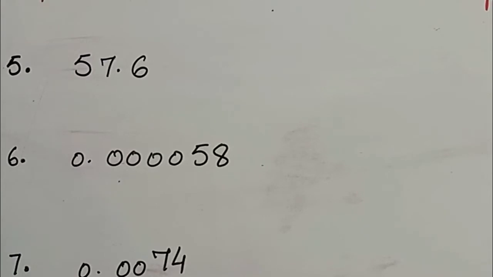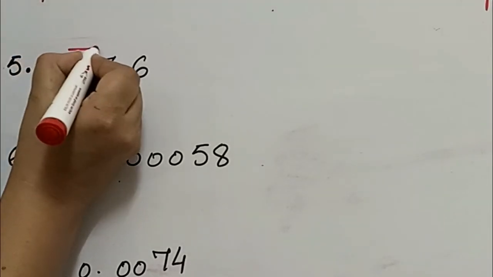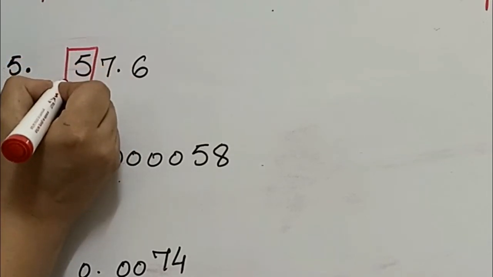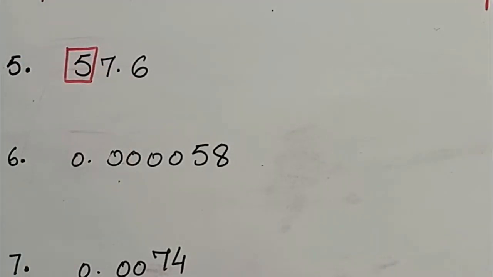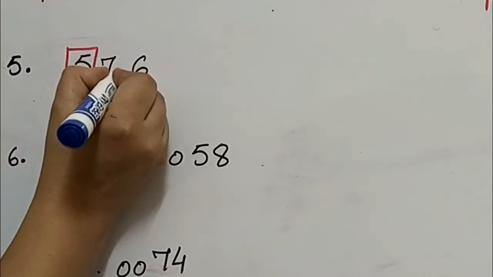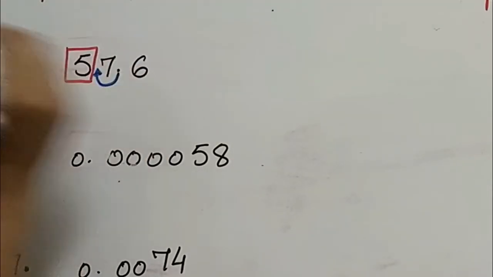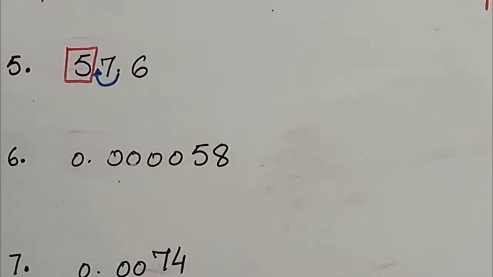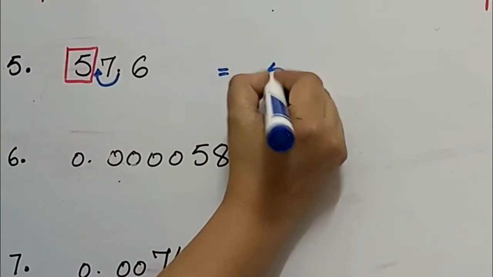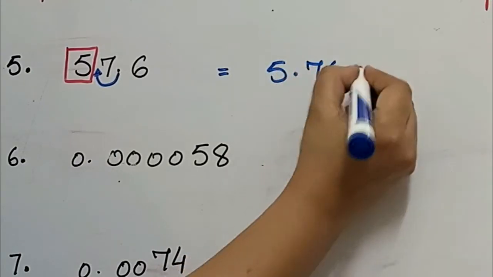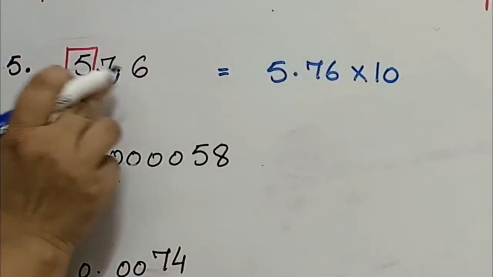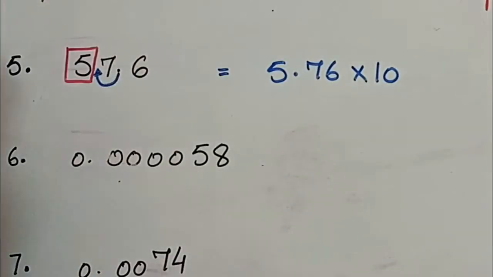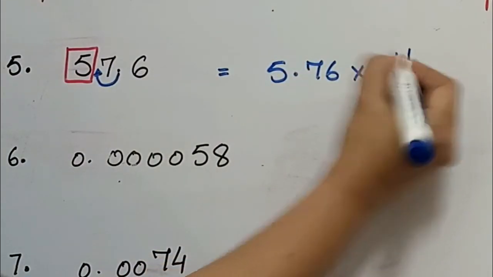Here you have to move the point after the first non-zero digit. The first non-zero digit in this example is 5. And you have to move the point from this place to after the first non-zero digit. In between them there is just one digit. So we have to write it 5.76 multiplied by 10 raised to the power, from right to left, so it will be positive 1.